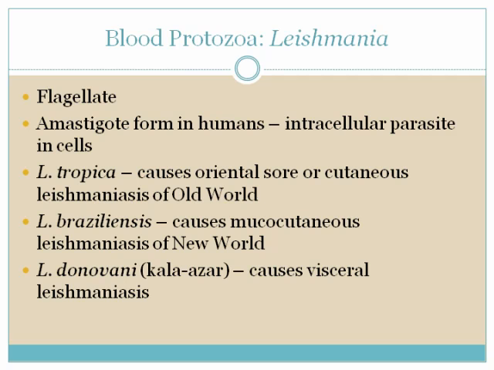We have Leishmania tropica. This causes oriental sore or cutaneous leishmaniasis of the Old World. Leishmania brasiliensis causes mucocutaneous leishmaniasis of the New World. And Leishmania donovani causes Kala-Azar, which is a visceral leishmaniasis. This is also referred to as dum-dum fever.